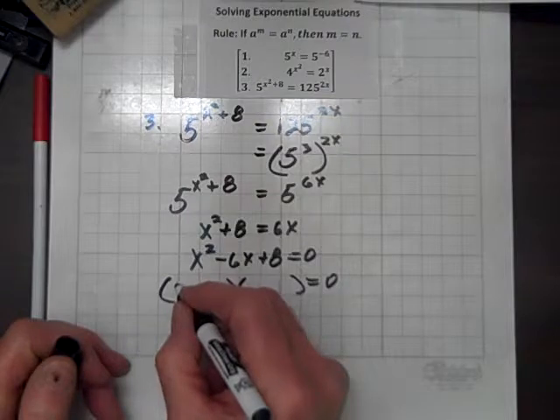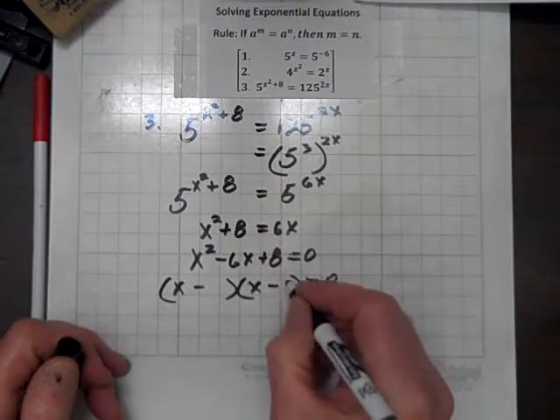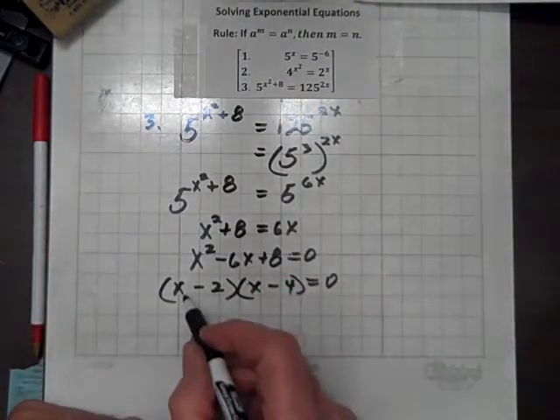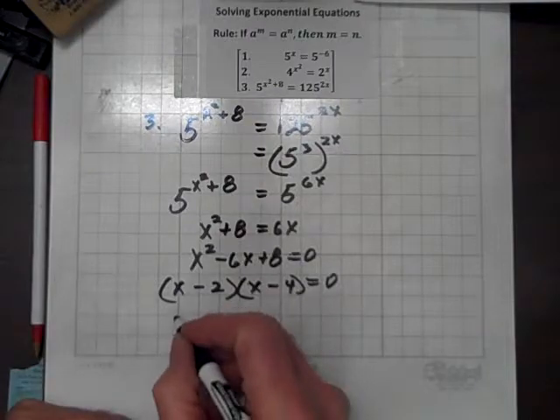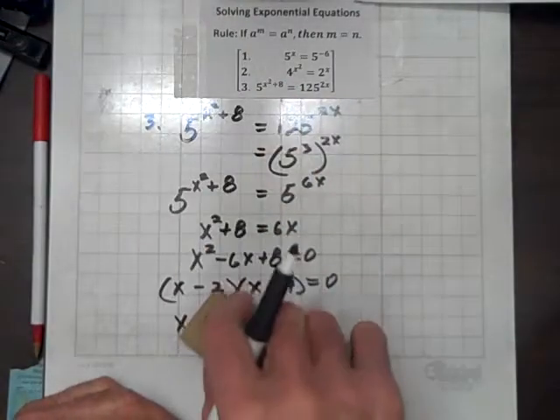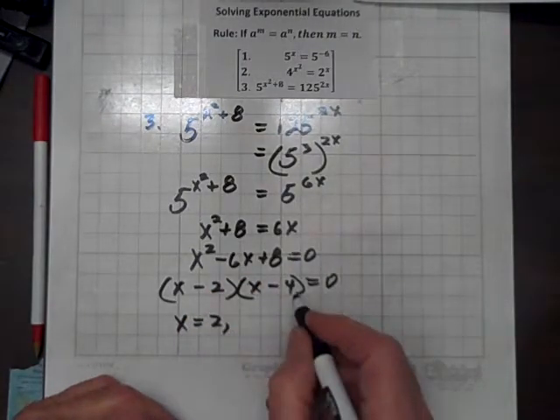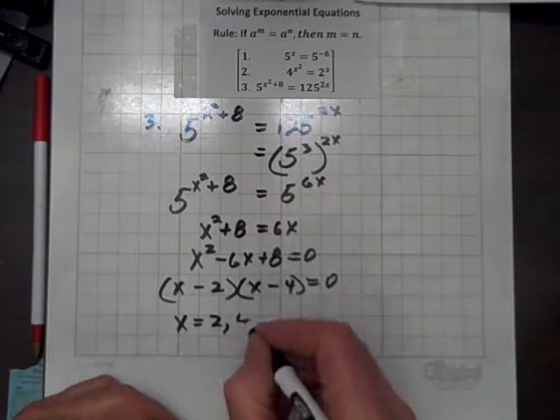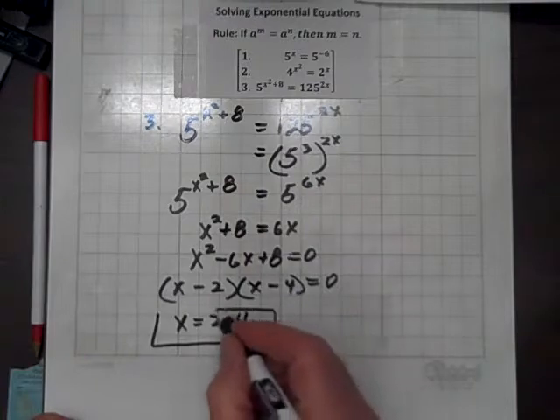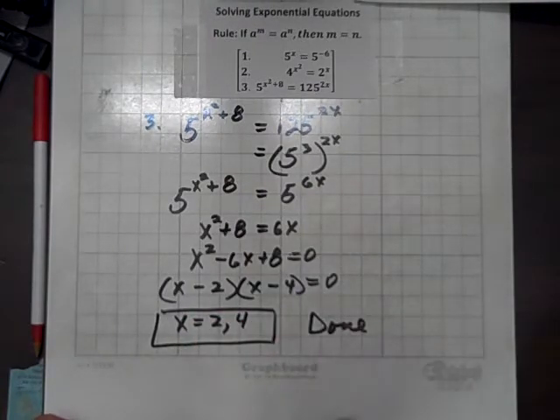Let's see. X minus 4 and x minus 2. Now what value of x takes this factor to 0? 2 does. What value of x takes this factor to 0? 4 does. So the solutions are 2 and 4, and we are done with problem 3.